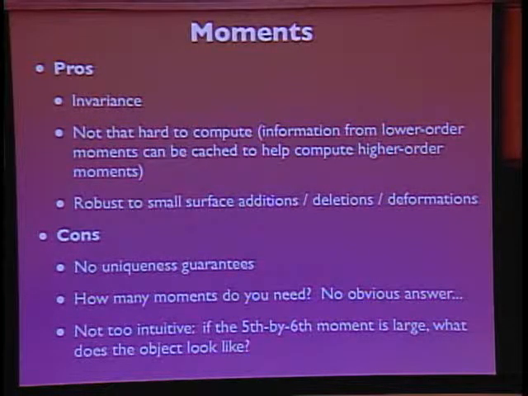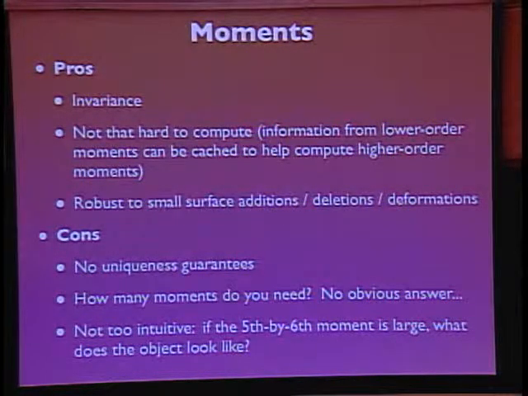So the pros of this thing is that they have invariances. They're the same no matter whether you translate them or not. They can be made invariant by combining them in various ways. And they're not that hard to compute. It's basically as hard as calculating a covariance matrix. They tend to be robust to little modifications of the surface. So if you have a set of moments for a banana and you make it slightly more orange-like, you should get a similar set of moments out.